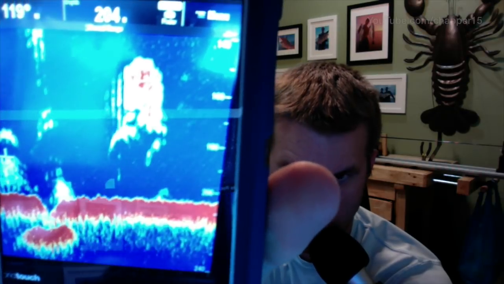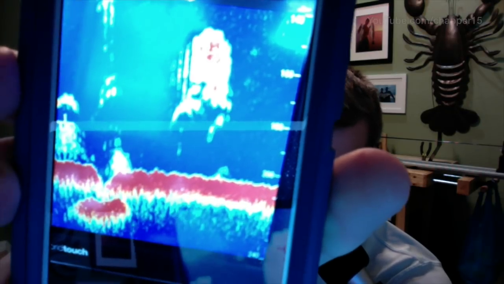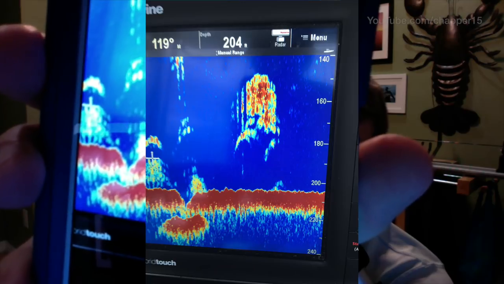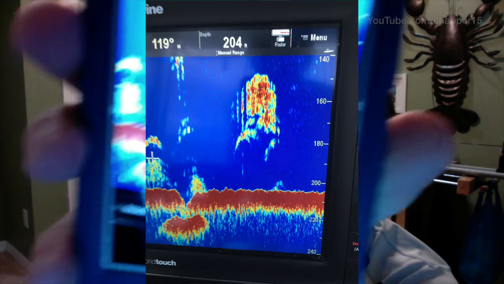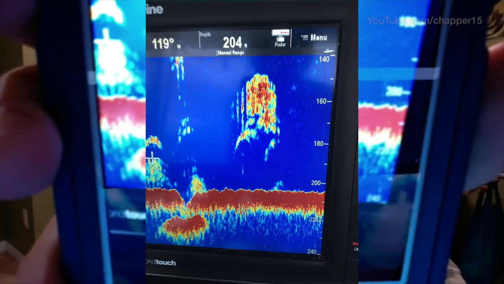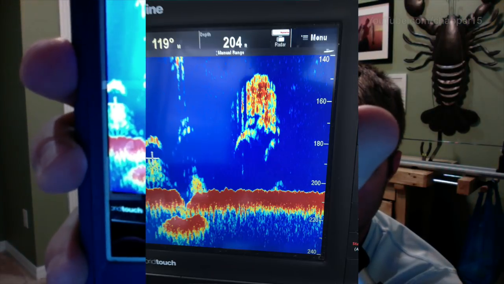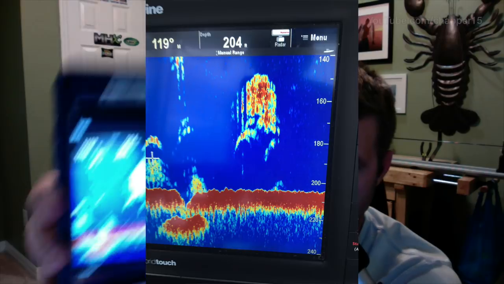This is a picture of a spot in about 205, 210 feet of water. You can see the numbers there. It actually looks like there's two separate bottoms. The guys I fish with think this is a sinkhole, basically, that kind of formed out in the Gulf of Mexico.